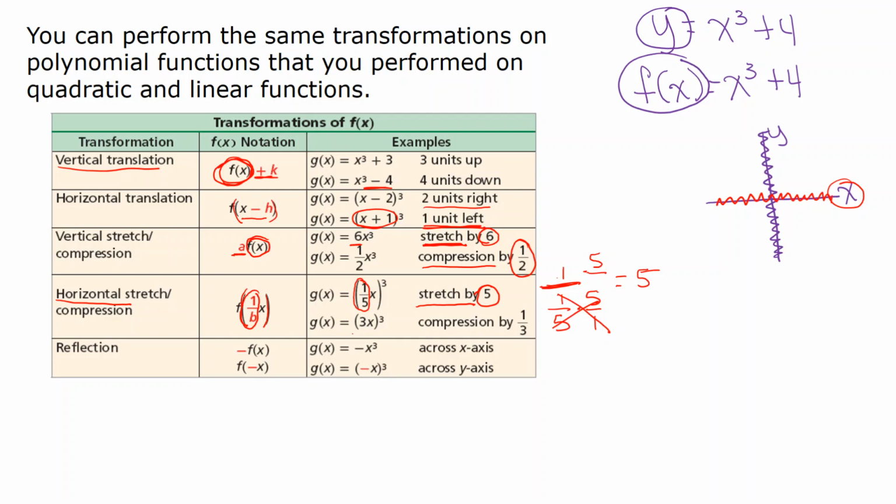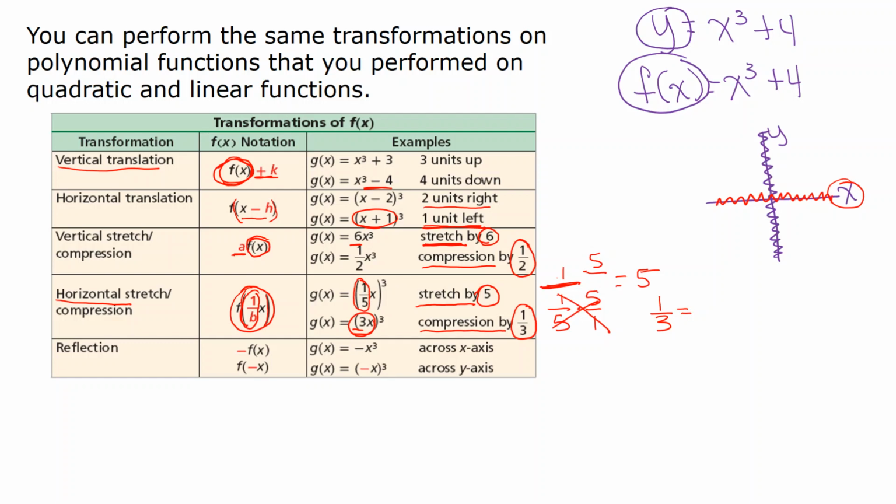All right? In this case, I'm going to, again, look at this 3, and I'm going to say, okay, 3, but it has to be 1 over 3. 1 over 3 is less than 1 whole, and so this tells me that this is going to be a horizontal compression by a factor of 1/3.